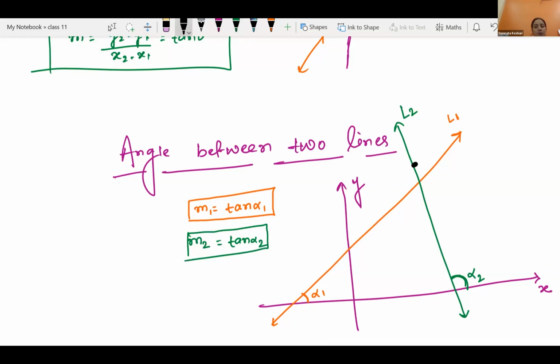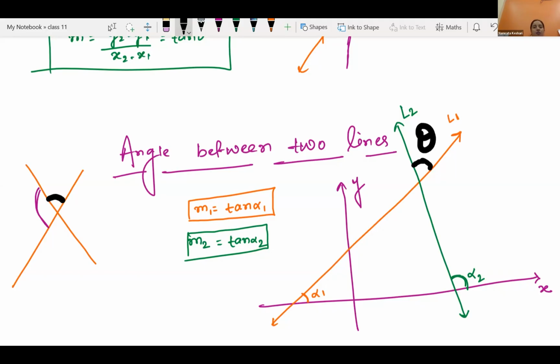The moment I started the class, I was telling you that two types of angle can exist. If we are talking about intersecting lines, either we are thinking about this angle or we are thinking about this angle, because the remaining will be the vertically opposite pair, right? So these are the two possible angles. Suppose we say the angle, let's assume that it is theta.